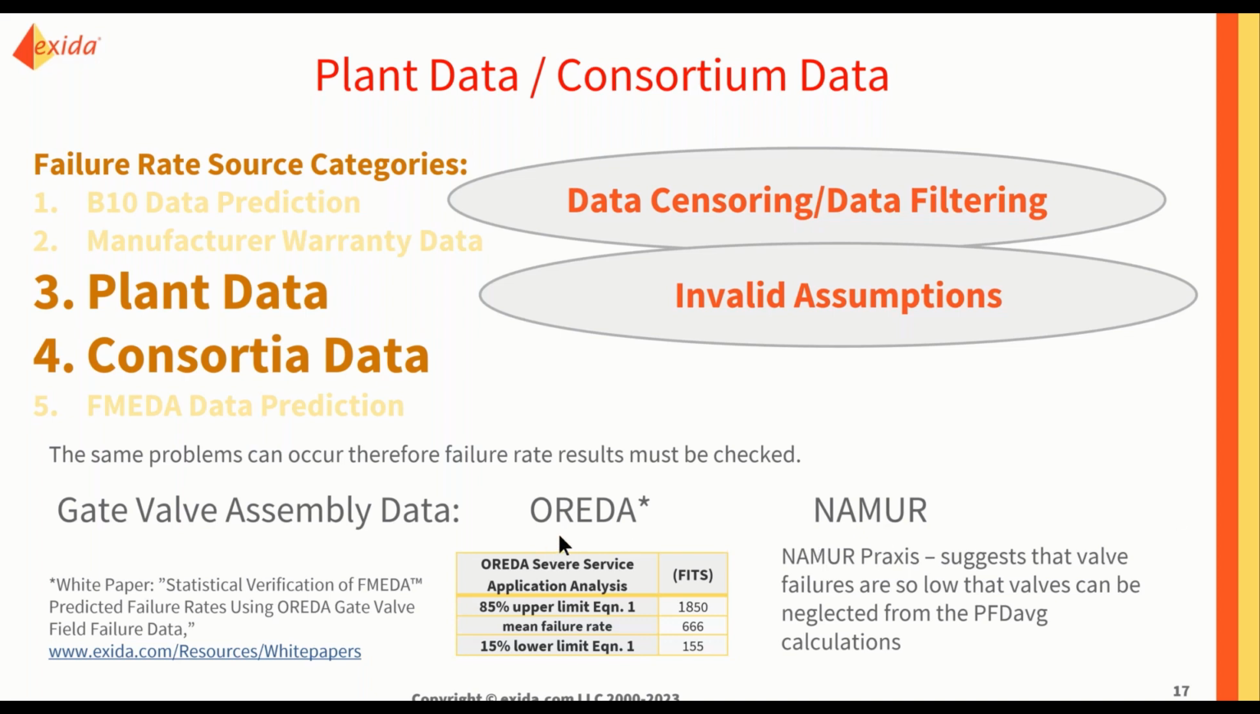Anyway, another consortium, ORIDA, the Offshore Reliability Database Association, collects data from a number of operating companies. And they are the people that convinced a number of us from exida that you should count every single failure that actually would prevent the safety function from protecting. ORIDA counts all of it. They do not censor the data.